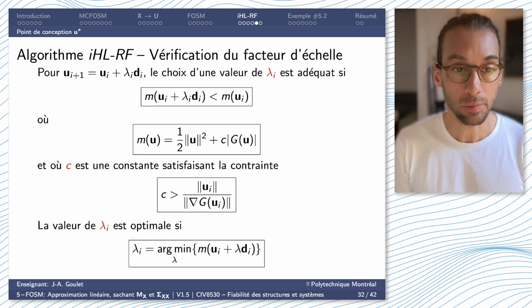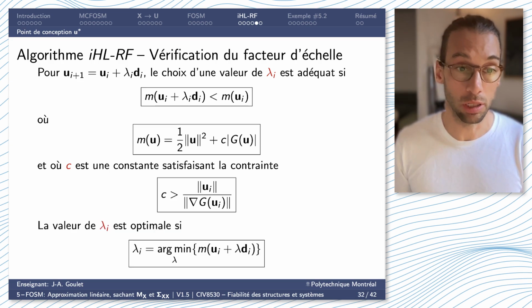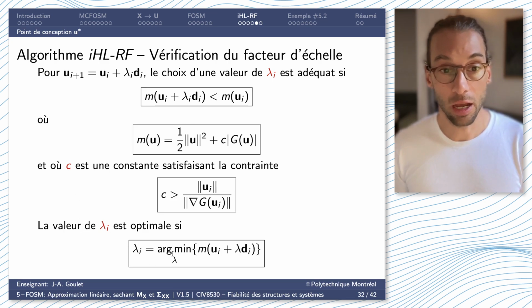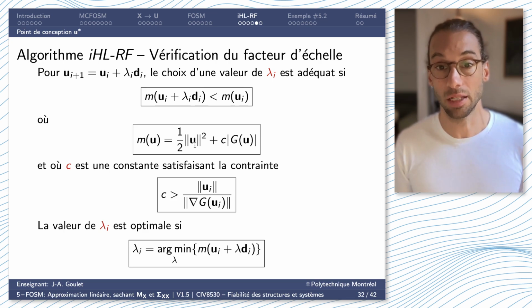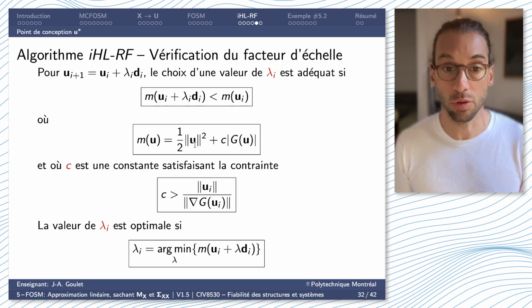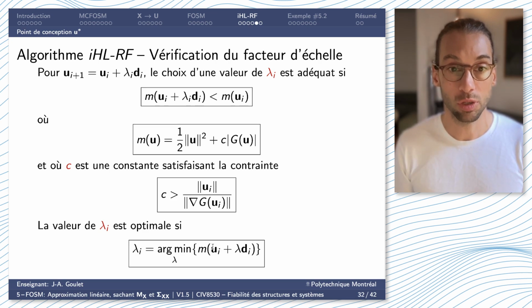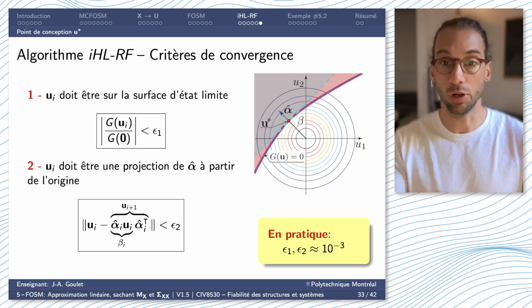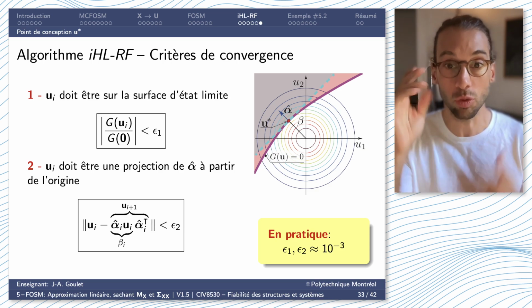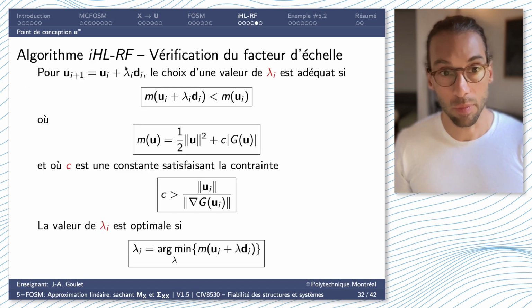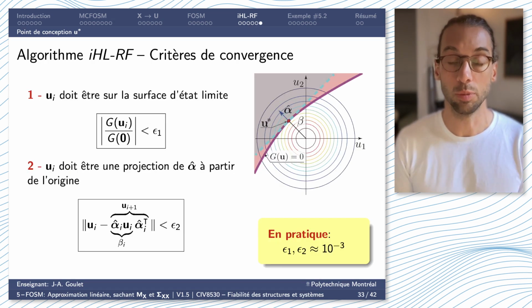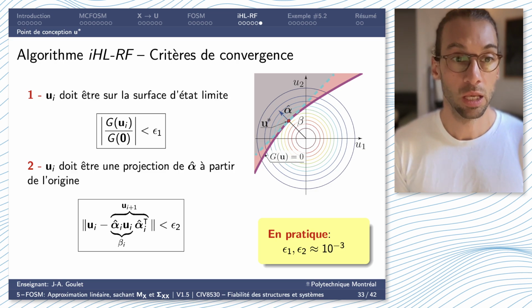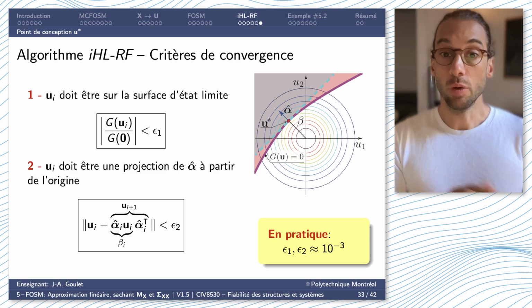We could theoretically find an optimal lambda value, so the argument lambda that minimizes my merit function, but this becomes itself a complex optimization problem. So typically we're not going to go into such a complex optimization. We're simply going to say we're going to try with lambda equal 1 to satisfy this. If it doesn't, we're going to divide, say, lambda by 2. And we're going to recursively do this until we satisfy the criteria that my merit function is reduced between two consecutive iterations. So at the end, when do we stop doing these iterations?